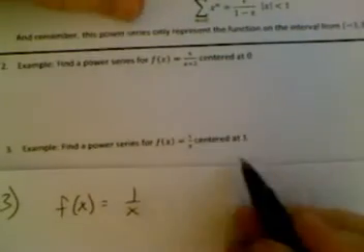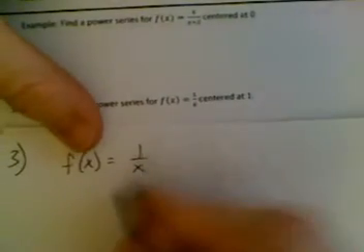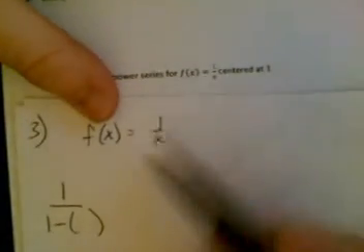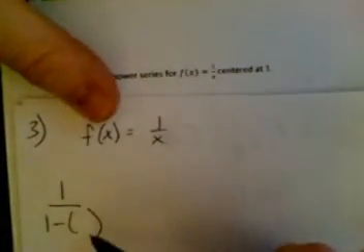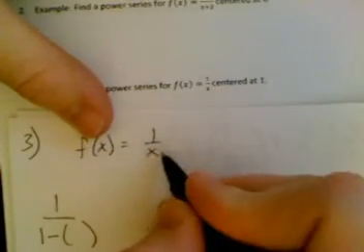Now, centered at 1 is kind of a misnomer. It's leading into something, but it's unnecessary for us to actually work with. It's kind of forced to be what we're going to play with. What I want to do is write this thing as 1 over 1 minus something. How do I get this to be 1 over 1 minus something? How can I get 1 minus x?